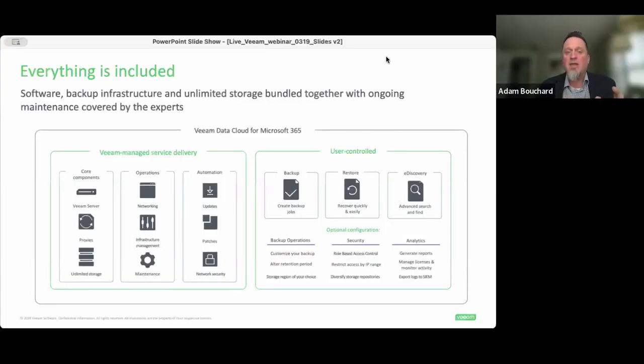So, when we look at it, there are a lot of different ways to slice this up and really look at how you want to manage it, right? What I would like to talk about today is how we look at it at Veeam, if that's okay, for Veeam Data Cloud. And I'd like to put that in terms of how I like to say everything is included for Veeam Data Cloud. So what I mean by that, to answer your question, really comes down to two major things.